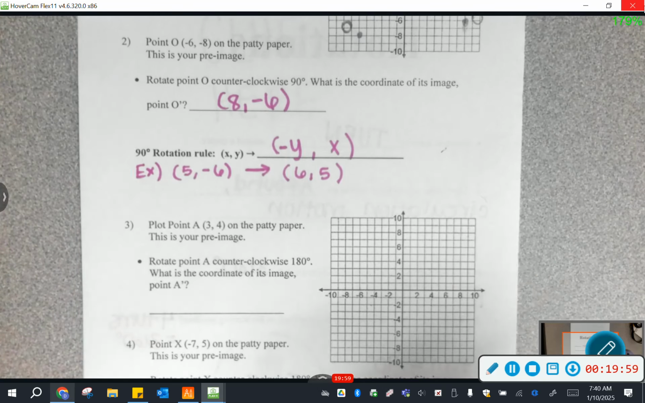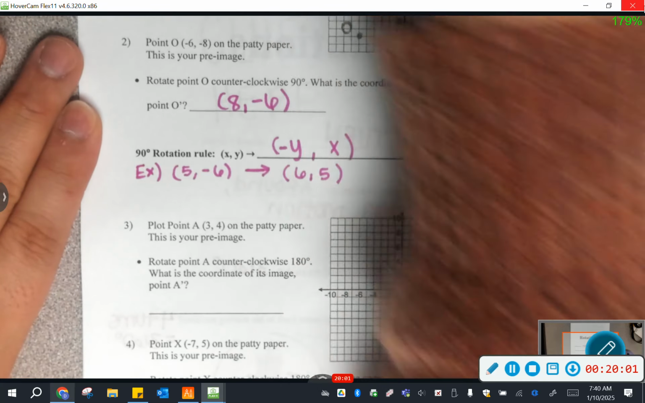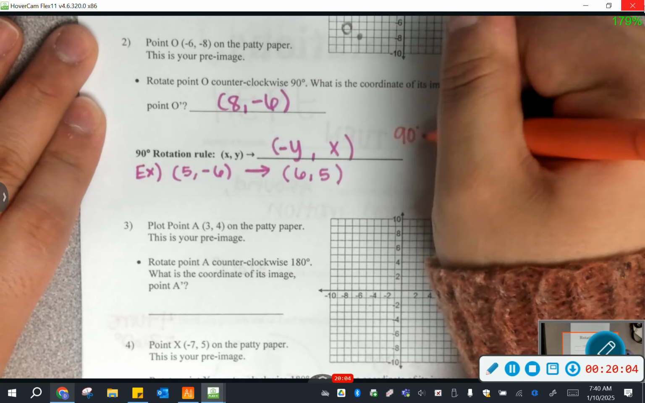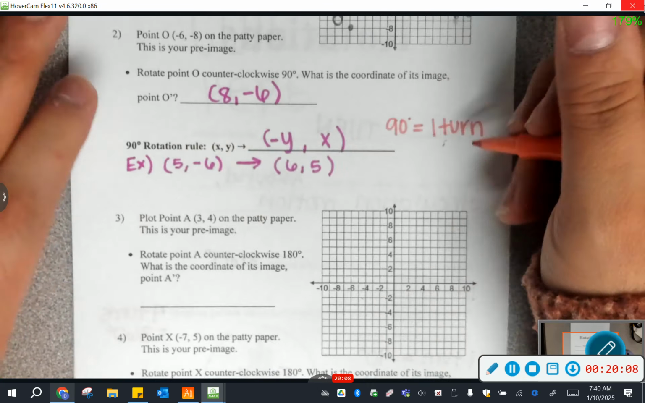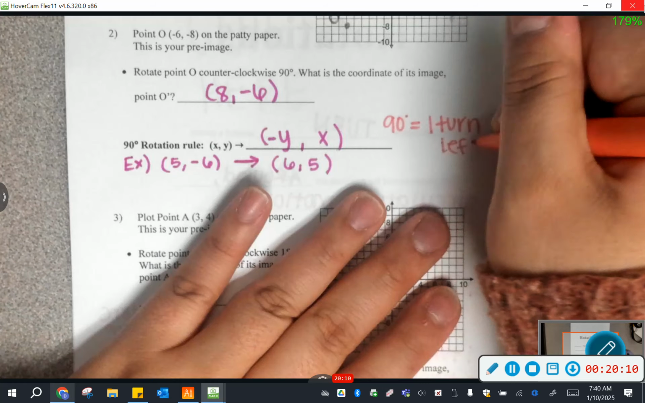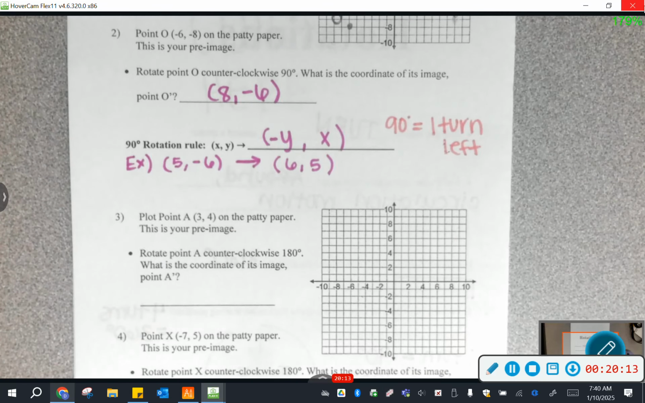So again, I'm just going to reiterate right here. 90 degrees is how many turns? It's one turn and you're going counterclockwise, so you turn your paper left. 90 degrees is one turn left.